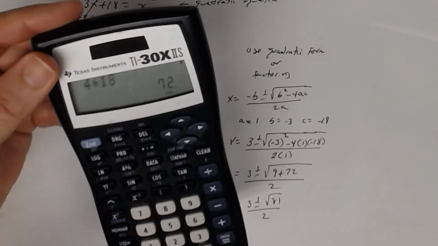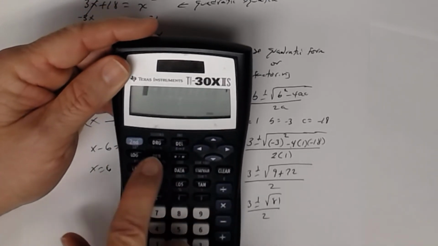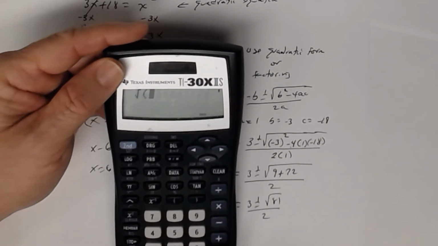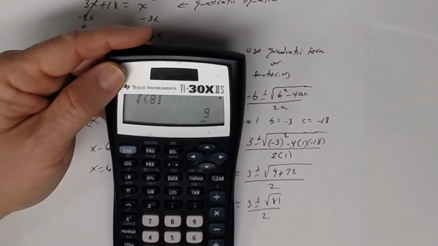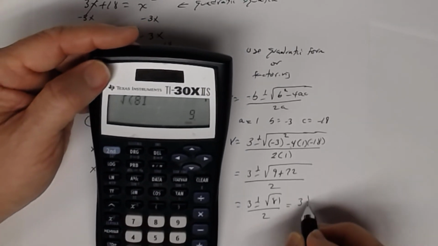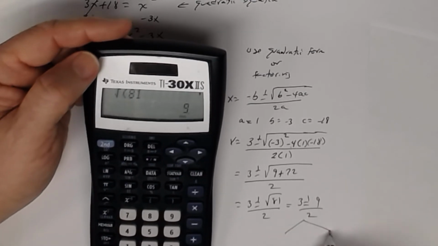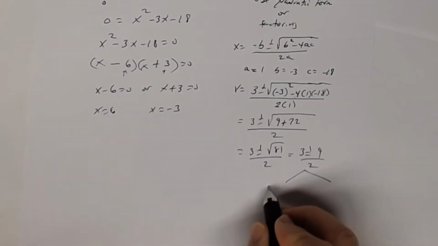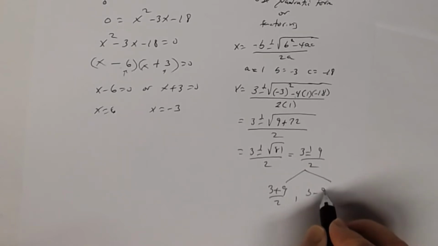So I have to go second to get to it. So second, let's do it again. Second square root, okay, the square root shows up, 81, equal, you see you get 9, because 9 times 9 is 81. So this becomes 3 plus or minus 9 divided by 2, and then I'm going to split it apart.